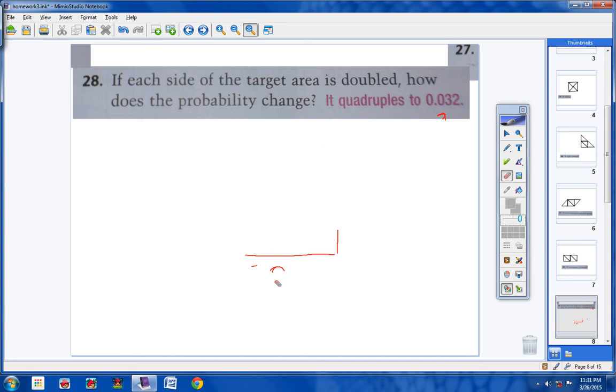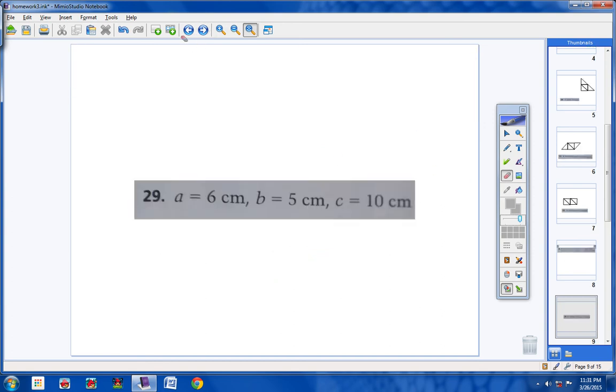Alright, moving on to the next numbers, which will be numbers 29 through 32. Now, you learn more about this in pre-calculus, okay? And we kind of talk about where this comes from. It's called Heron's area formula. Alright?